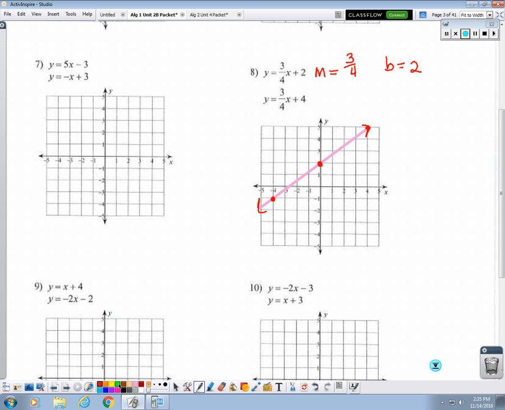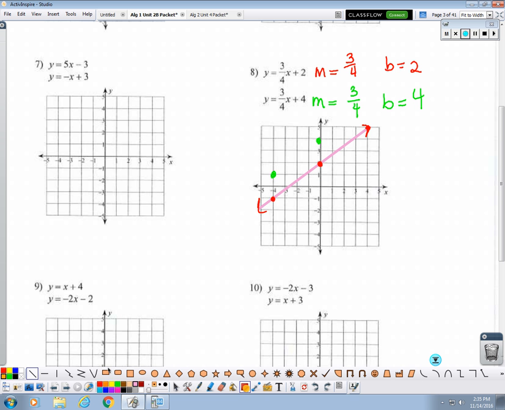And now we're ready to graph the next line, which has a slope of 3/4 and a y-intercept of 4. So how do we graph it? Correct. And then it tells us from the y-intercept of 4, we should go up 3 over 4, but we run off the graph, so instead we should go down 3, left 4. Now when you connect those 2 points, what do you notice about your 2 lines?